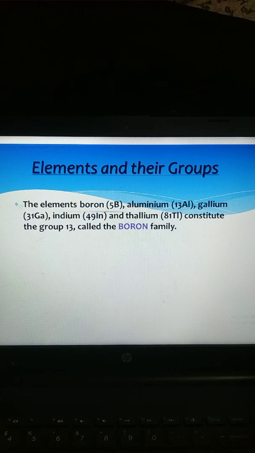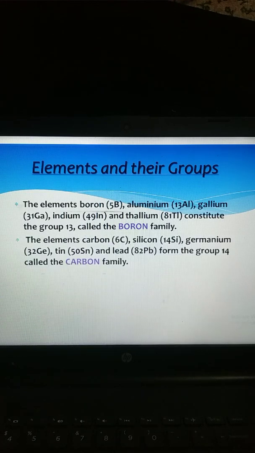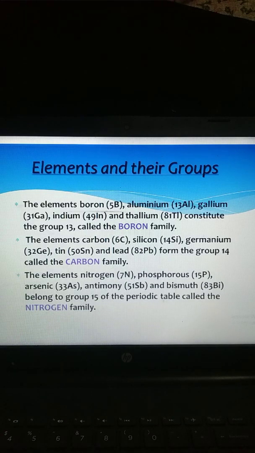And which is that group? That is group 13. Next is the carbon family. Here the elements carbon, silicon, germanium, tin and lead form group 14. This group 14 is called the carbon family, since carbon comes first as an element in this group. So group 13 is called the boron family and group 14 is called the carbon family.